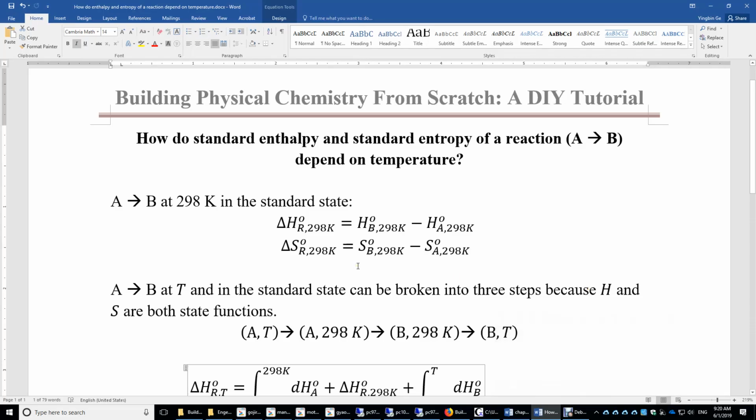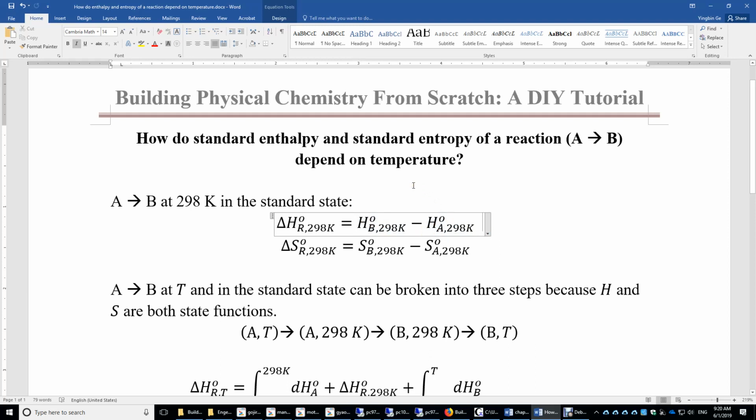Both the standard enthalpy and the standard entropy of a reaction depend on temperature. And we'll look at the temperature dependence here. For a general chemical reaction from A to B at room temperature, if both A and B are in the standard state, we have this standard enthalpy of reaction at room temperature equals the standard enthalpy of B at room temperature minus the standard enthalpy of A at room temperature.